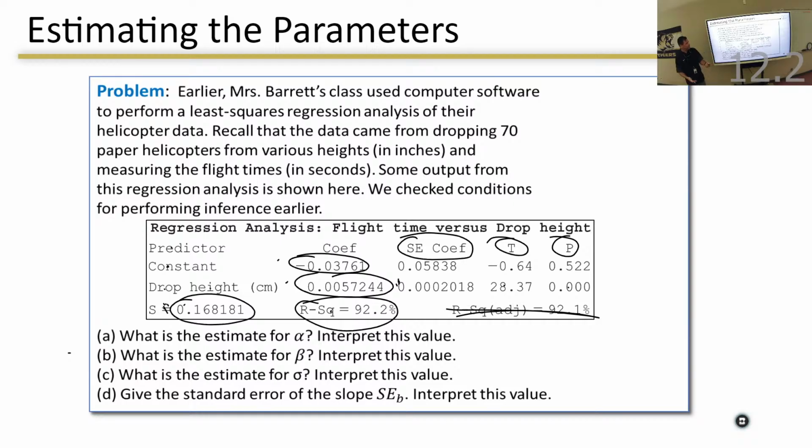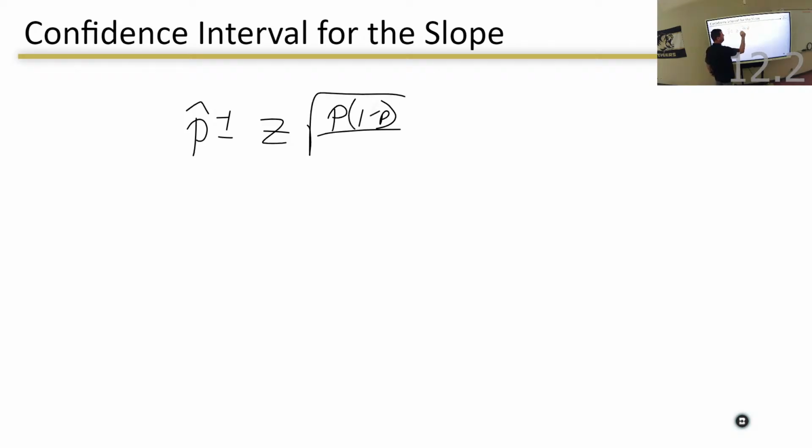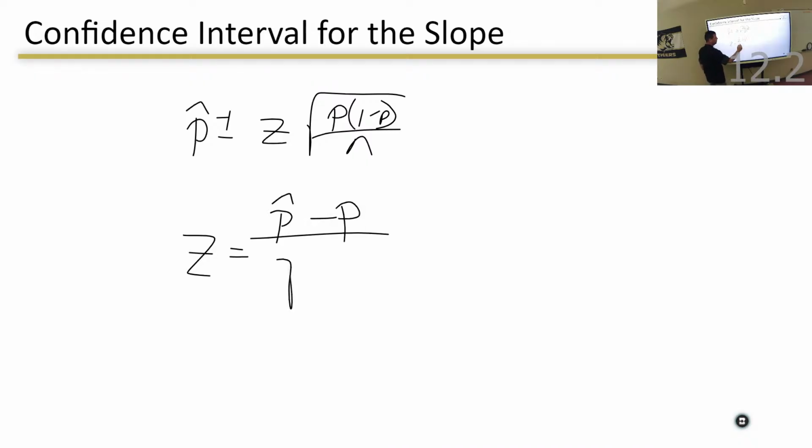Just like when we did confidence intervals, right? For proportions, we said it's p hat plus or minus z times the square root of p(1 minus p) over n. And then we did hypothesis testing, which was z is equal to p hat minus p over the same square root of p(1 minus p) over n. These were hats. Those are not the same.